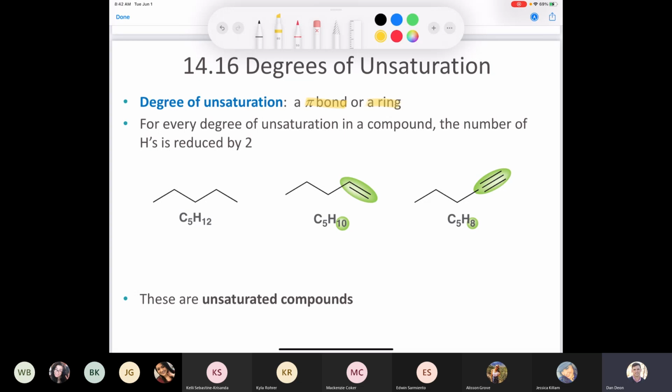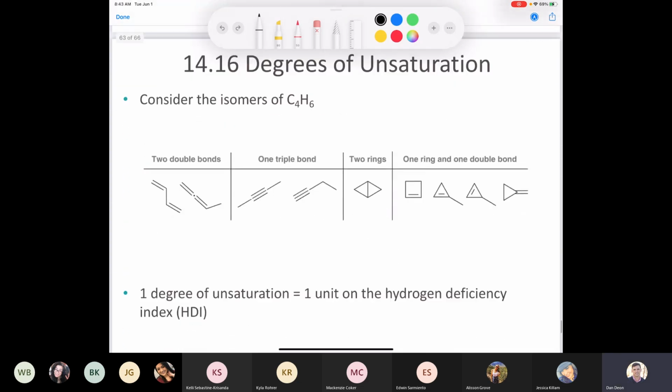Say, for example, you have C5H10, which we just looked at. I told you that it could also be a ring, because a ring counts as a unit of unsaturation. If you have C5H8, that means you went from 12 to 8, so you lost a total of 4. That means you've got 2 degrees of unsaturation. So your HDI, or hydrogen deficiency index, here is 1, because you've only got 1 double bond. Here your HDI is equal to 2 because you've got 2 double bonds, or you've got a triple bond. Anyhow, there you go. Those are unsaturated compounds.